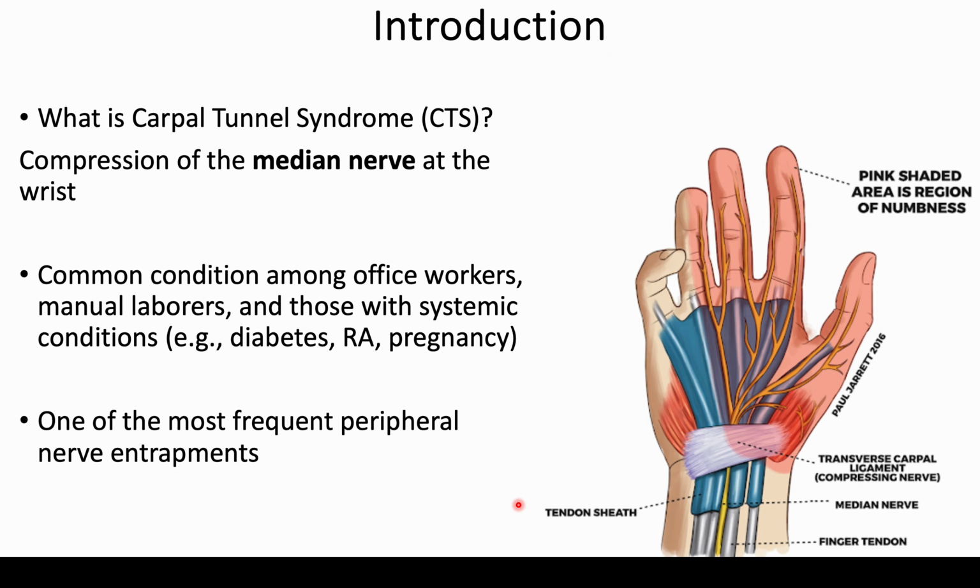So, what is carpal tunnel syndrome? It's basically a compression of the median nerve that occurs right in this area here. It's a very common condition among office workers, manual laborers, and those with systemic conditions such as diabetes, rheumatoid arthritis, and pregnancy. And it's one of the most frequent peripheral nerve entrapments.